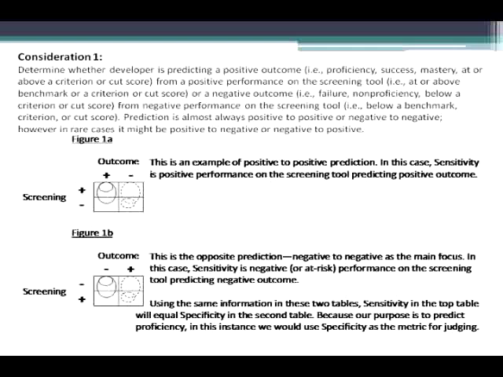Figure 1B demonstrates the opposite prediction. Negative to negative is the main focus. So in this case, it's where sensitivity is actually representing a negative, at-risk, deficient performance on the screening tool, predicting the negative outcome. And so in this case, sensitivity and specificity, as the publisher is relating them, are predicting the opposite thing. So figures 1A and 1B are important to make a comparison to, so that the rating group is using sensitivity the same way when evaluating the various tools.